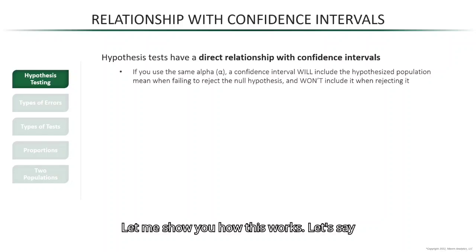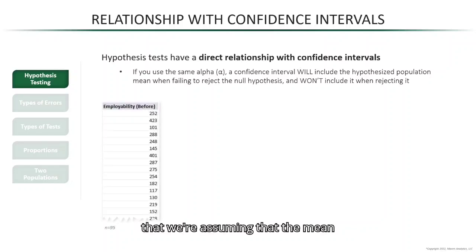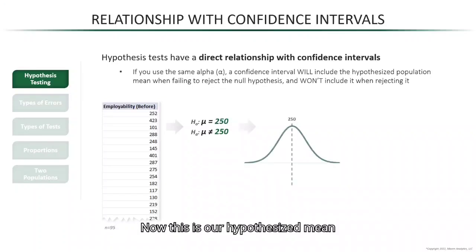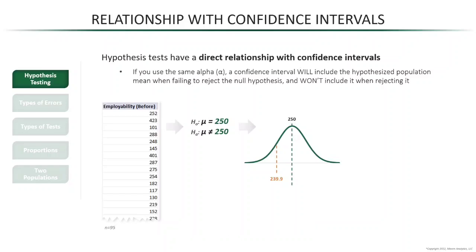Let me show you how this works. Let's say that we're assuming that the mean employability score of our accepted applicants before the program is 250, which would lead to these null and alternative hypotheses. Now, this is our hypothesized mean and sampling distribution, and this is the sample statistic. We got an average employability score of 239.9 from our sample of 95 students.